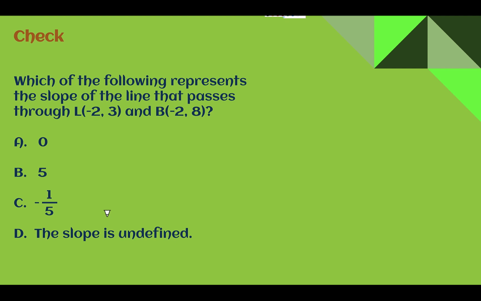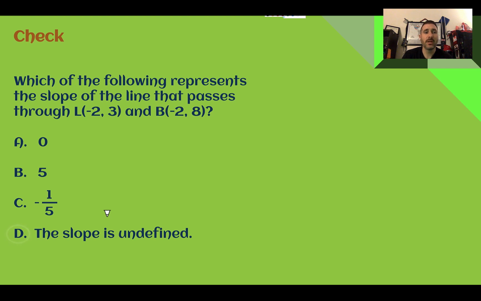Check your understanding. Which of the following represents the slope that passes through the given points? Pause the video now and complete the check. Check your answer. Hopefully you picked D, -2, 3 to -2, 8. That would have changed by 5 going vertically, but subtracting those x values, I get 0. It had no horizontal change. It is an undefined slope.